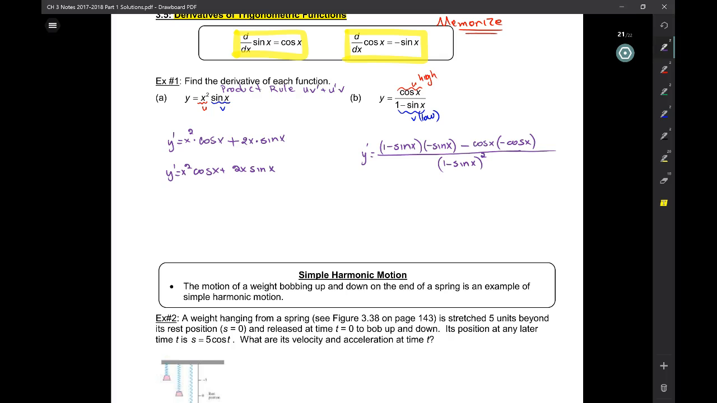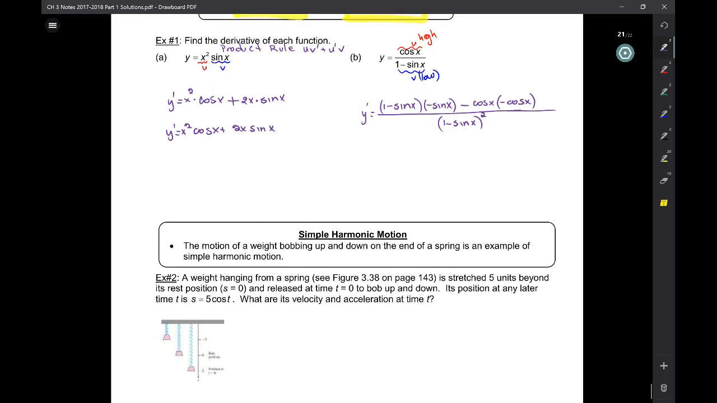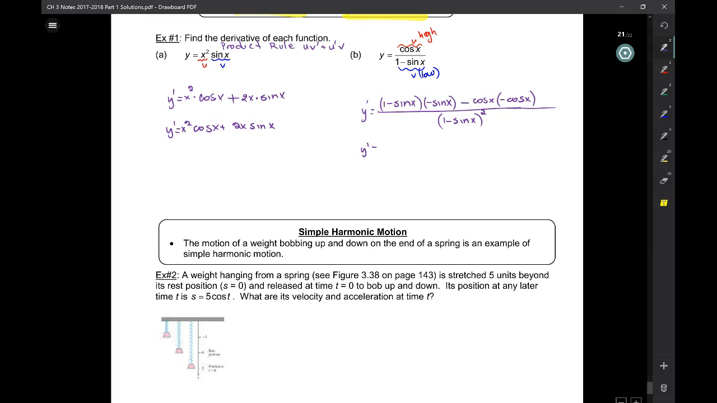All right, but we need to simplify this a little bit. So y prime is equal to, I'm going to distribute the negative sine x. So we're going to get negative sine x plus sine squared x plus cosine squared x. Everybody with me? Over 1 minus sine squared x, 1 minus sine x squared.